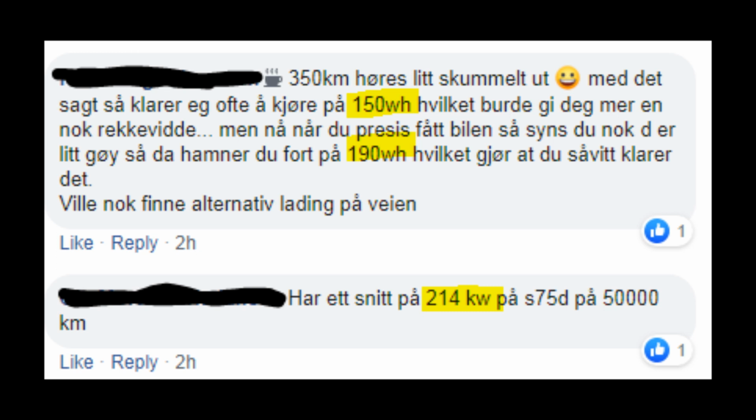And then another guy says, okay, below there, it says that he has 214 kilowatt as average. Whoa, holy shit, you've been hammering hard. If you average 214 kilowatt on your S85D, that means most of the time you're hammering at full speed, you should be put in jail for that. No, just kidding.